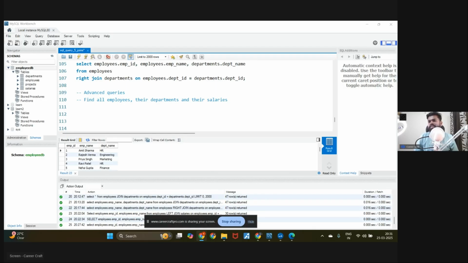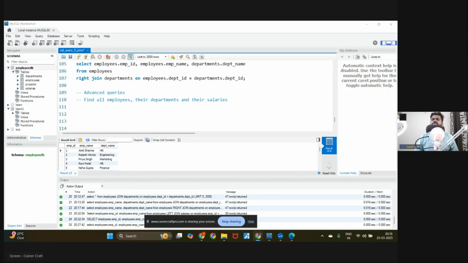Santanu says where salary is null, select staff from employee join departments. Why the first thing where salary is null? Okay, maybe you are copy-pasting, that's fine, Santanu. So select star from employees E join department D on department dot D. Very good. Santanu has also answered it correctly.